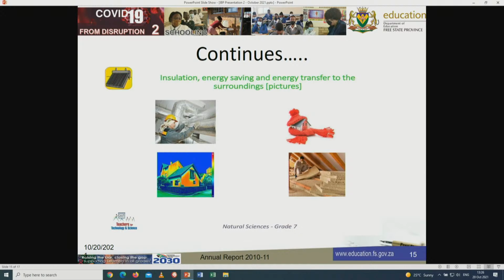Look at the pictures. Insulation, energy saving, and energy transfer to the surroundings. Look at the pictures. The first one shines silver. Why? Good insulator. Look at the house. Painting outside, everything. The roof. Good insulators. Look at this, made out of wool. Good insulators. Wood is also a good insulator.